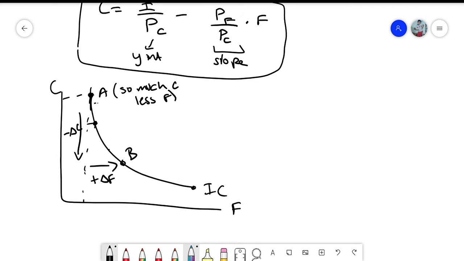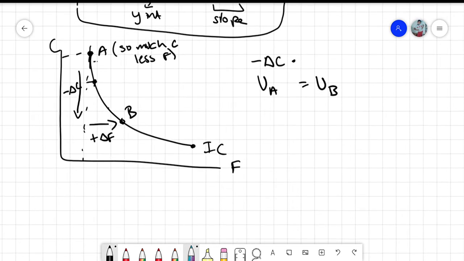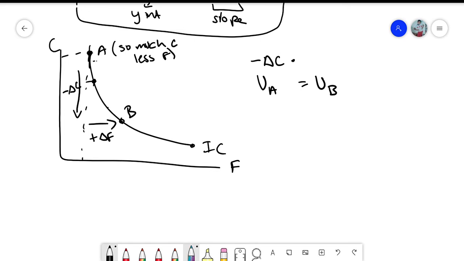Since every bundle on an IC curve has the same amount of utility, I get the same utility. So utility at A equals utility at B. That means that when I decrease C and multiply it by the marginal utility that I get from C, this has to be equal to my increase, the change in F times the marginal utility of F.